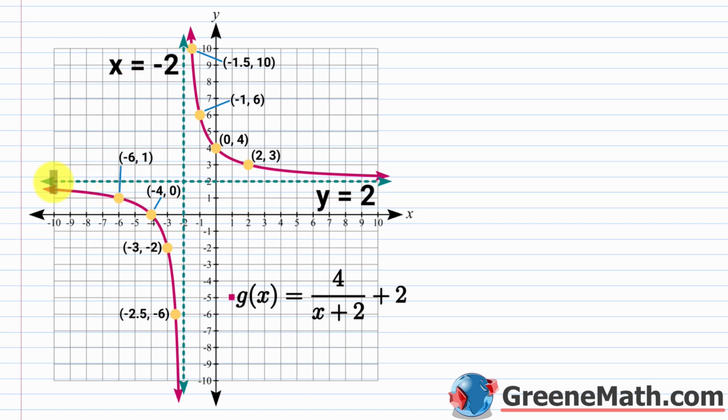Then in terms of the horizontal asymptote, again, normally that's the x-axis, or y equals 0. You're just going to look at your vertical shift, so that's plus 2. You're going up 2 units. So now that becomes y equals 2. So that's how you would get that.